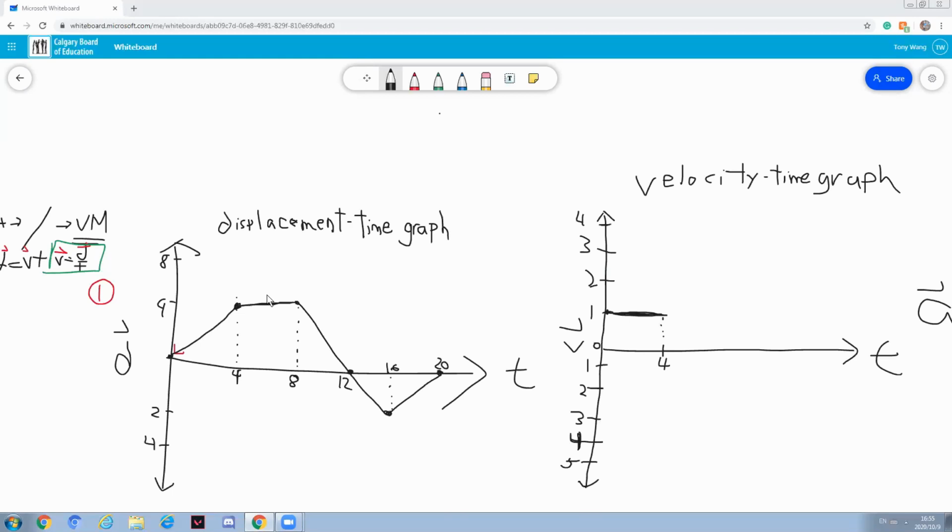Yeah, it's in one spot. So that means it is not moving, right? So when the object is not moving, what speed is it at? 0. Okay. And on the velocity time graph, how do we represent that it is staying 0 throughout the entire 4 seconds?